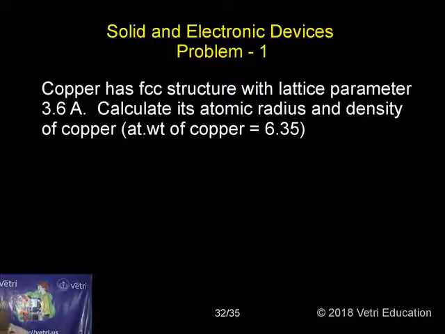And also in the frequency modulation, we know frequency is 1 by 2 pi root of L into C. The first problem: the copper has FCC structure. What is FCC? Face-centered cubic structure with the lattice parameter 3.6 angstrom. Calculate its atomic radius and the density of copper; atomic weight of copper is 63.5.